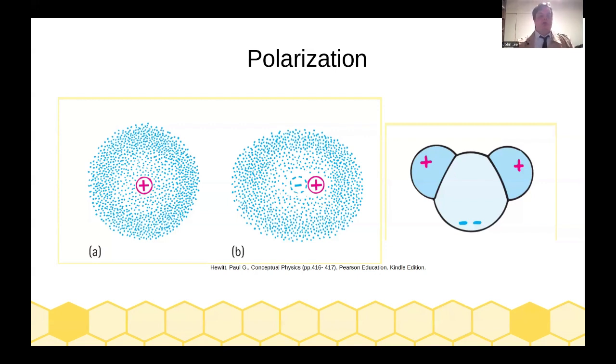So if you put a charged rod towards a stream of water, towards water coming out of the tap, for example, it will pull the oppositely charged side of the water molecules towards it, and you'll see the stream actually bend towards the rod.